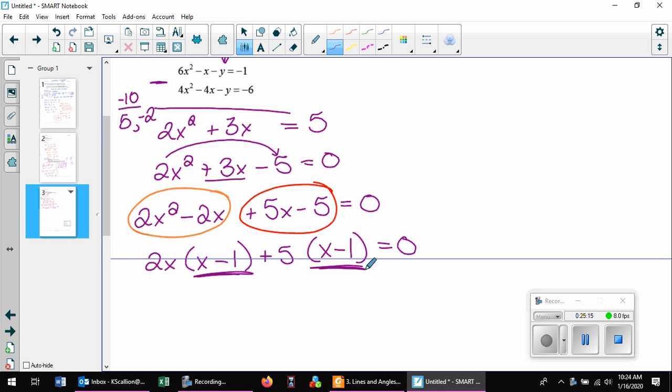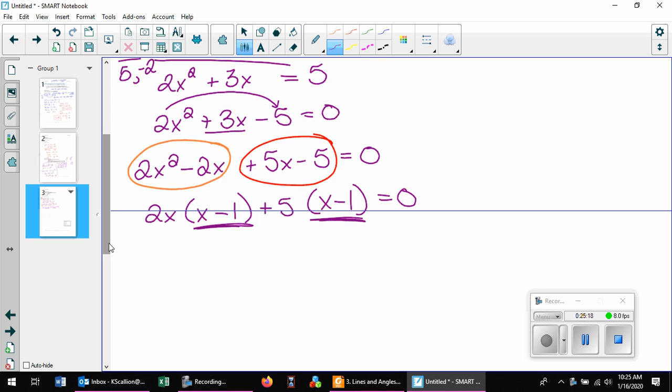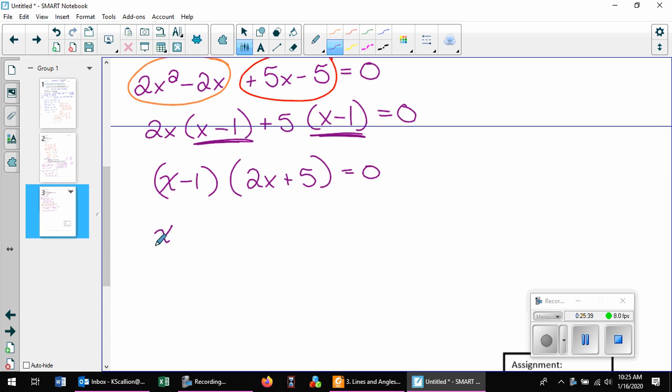Okay, so my first factor is the x minus 1. So I've taken that out. What's left? 2x plus 5. You guys are really good at not dropping equal signs. Very proud of you. That's going to be a benefit when you get to grade 12. So I'm going to have x equals a positive 1 and x equals a negative 5 over 2. So how many solutions do I have for this one? 2. So now I've got to do the y's.